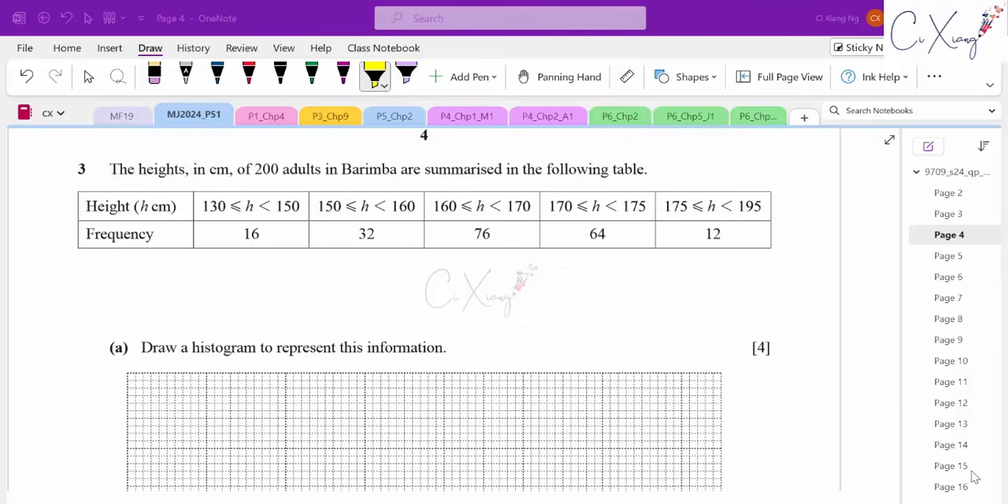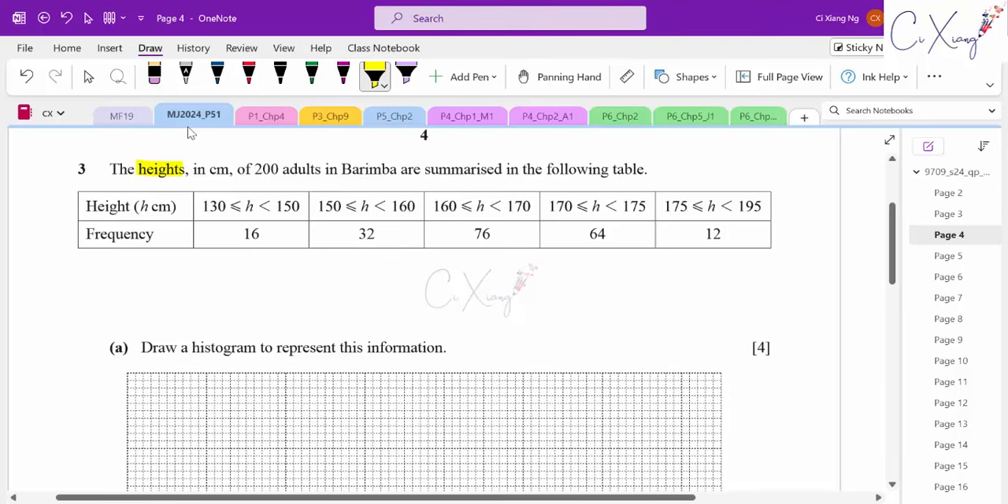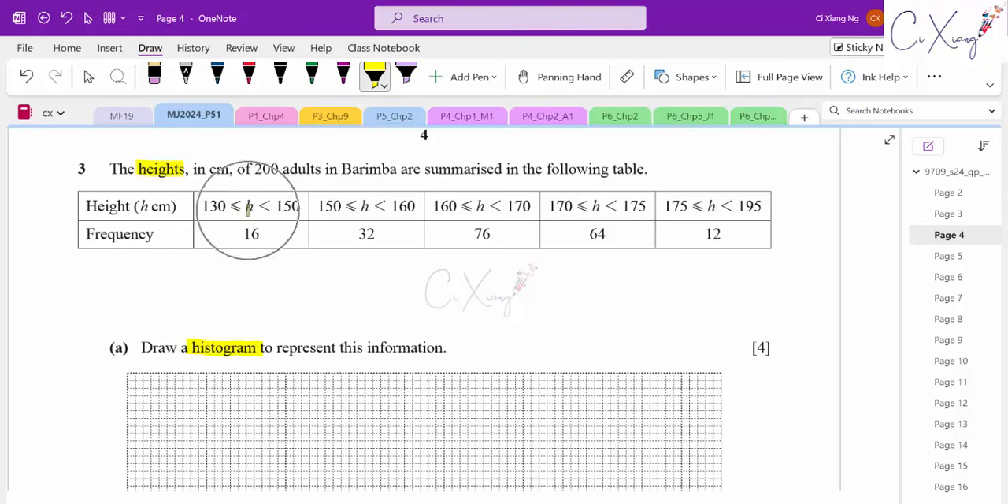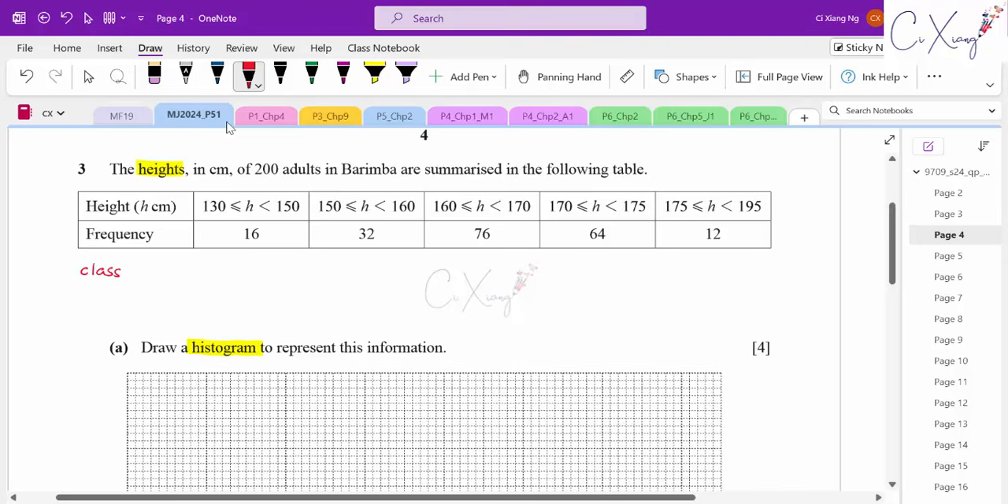Okay, so we are now at question number 3. We are given the summary of data about the heights for adults in a certain place. Okay, so sorry. They want us to draw a histogram to represent this information. So when we want to draw a histogram, the very first step is we have to always check the width of every single class. So for the first class, 130 to 150, the class width is 20. Then the second class, 150 to 160, the class width is 10. So we are having unequal class width. Right. So first step, let us try to list out all the class widths first.